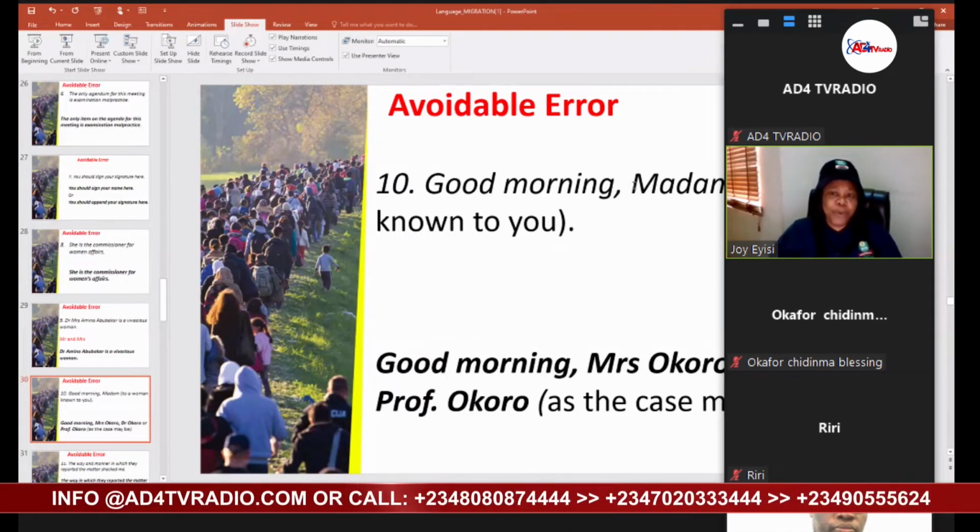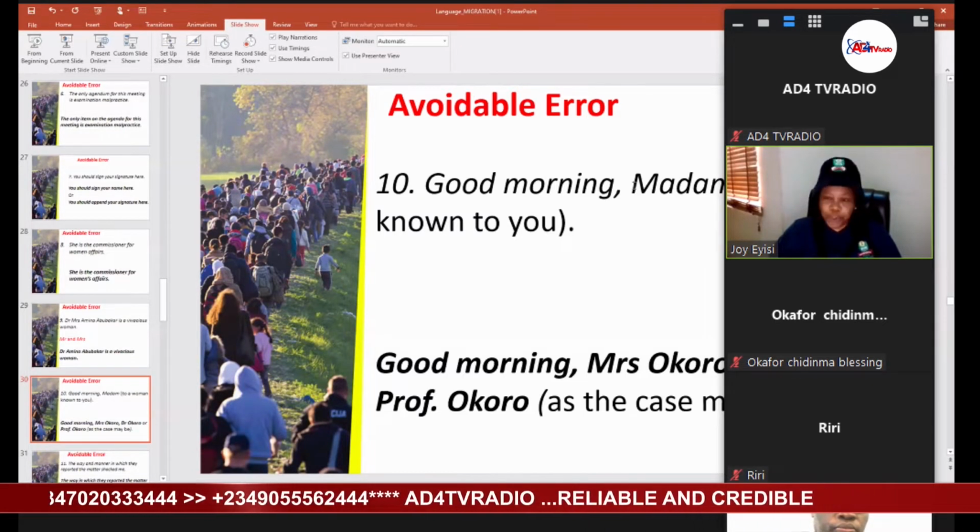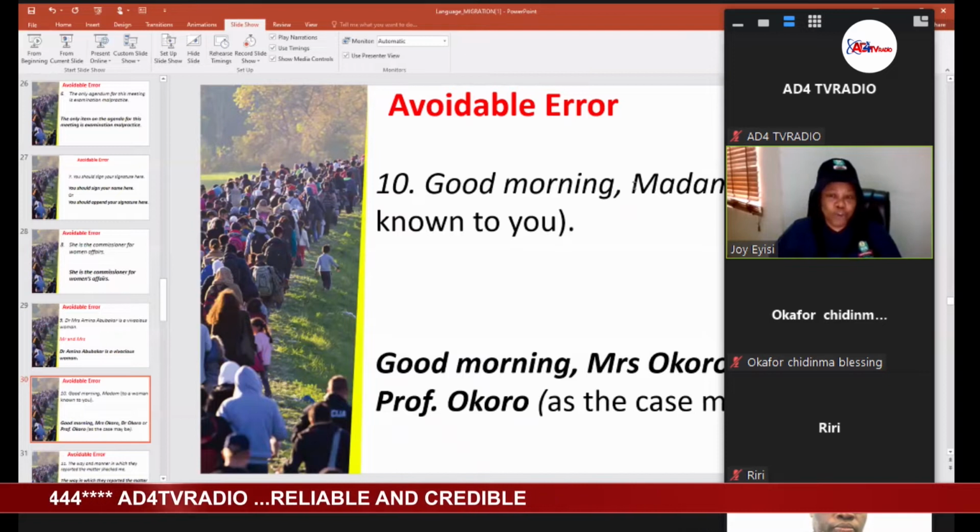And madam can be used for a woman, whether she is married or not married, provided you do not know the name. The right thing to say is, good morning, Mrs. Okoro, or Dr. Okoro, or Professor Okoro, as the case may be.